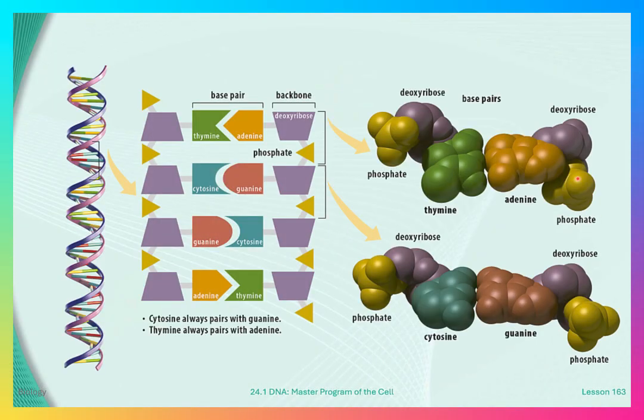And this is what it looks like in a diagrammatic structure. Here's the double helix with these stair steps in the middle. And this is what the stair step looks like. You have the backbone, which is deoxyribose. You have the phosphate, which links these sugar molecules together. And then these rungs are base pairs. And it's always thymine attached to adenine, cytosine attached to guanine, guanine attached to cytosine, and adenine attached to thymine. And this is the way the pairing goes.